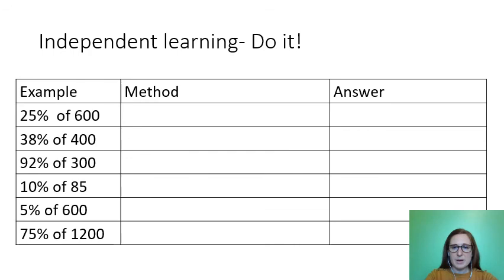Okay, here's today's Do It. All the answers are going to be the same when we check them. However, the methods might look slightly different. There is no right or wrong answer for your methods. There's just different ways of doing it. A couple of them have some quicker cheats like 25%, 10%, 5% and 75%, but some of them you might want to do the divide by 100 and multiply by the percentage, because they don't have any shorter cheats. Pause the video now and complete your Do It.